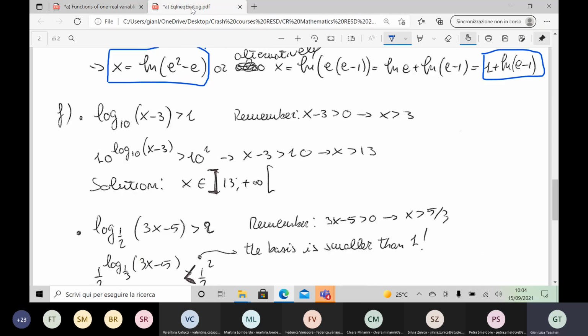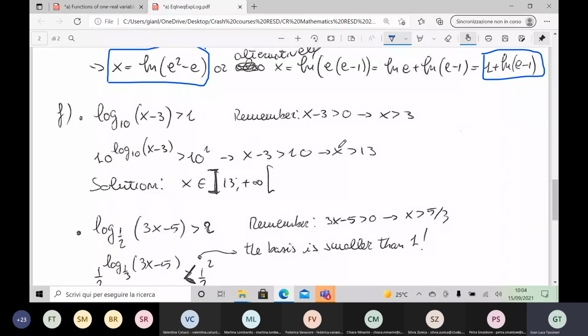So that being said, here I took the exponential transform with basis 10, which is greater than 1, so I do not have to change the inequality, okay? But remember, a raised to the logarithm with basis a of b is equal to b, so b is the argument, so in this case it's x minus 3. 10 to the power 1 is 10, so put these 3 here, and we get x greater than 13, strictly greater, because you see it's a strict inequality.